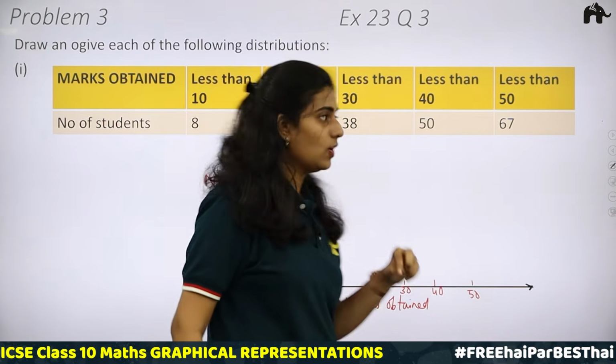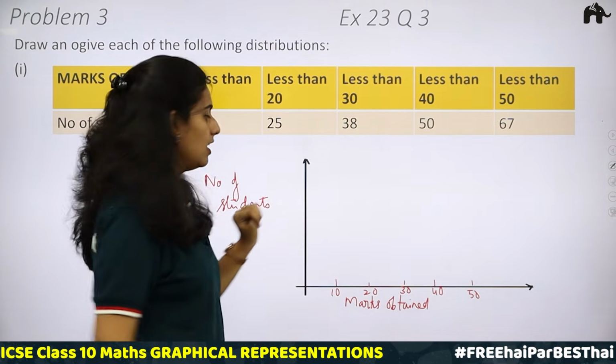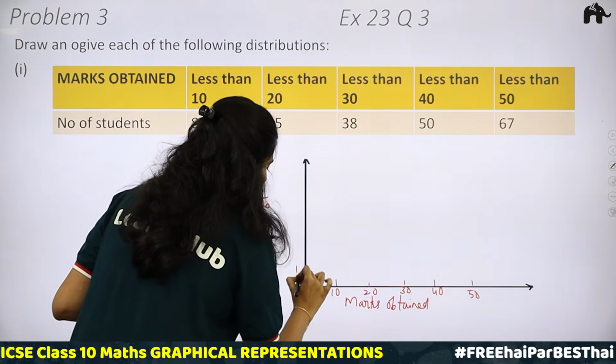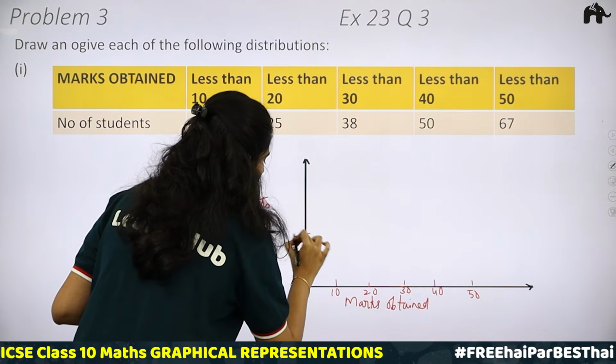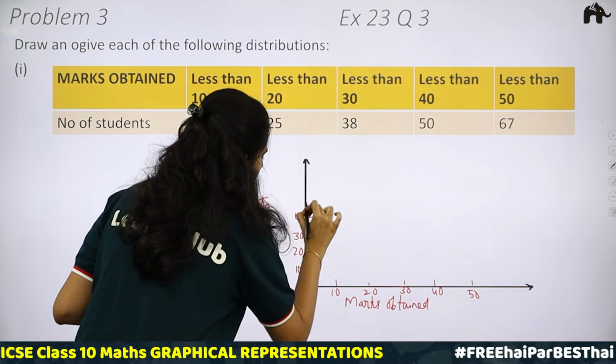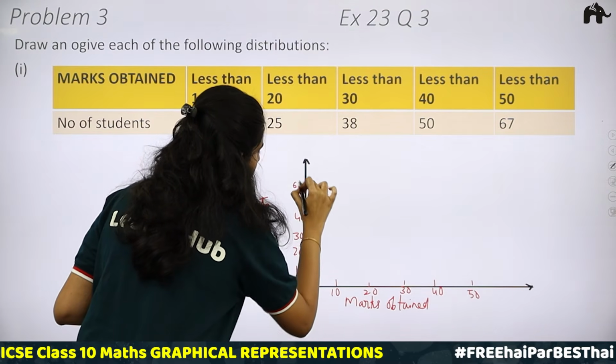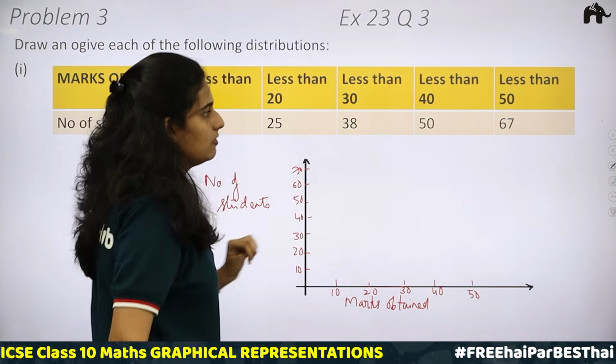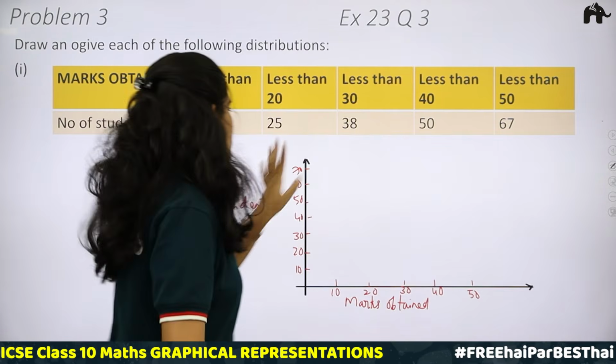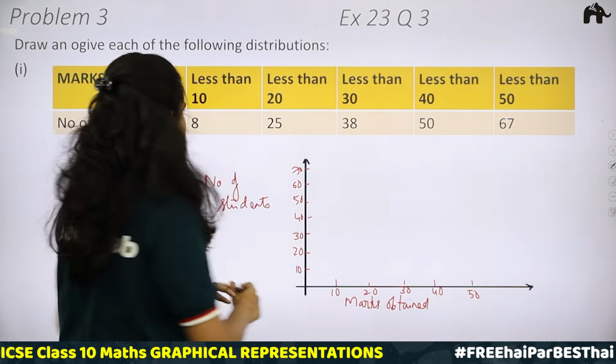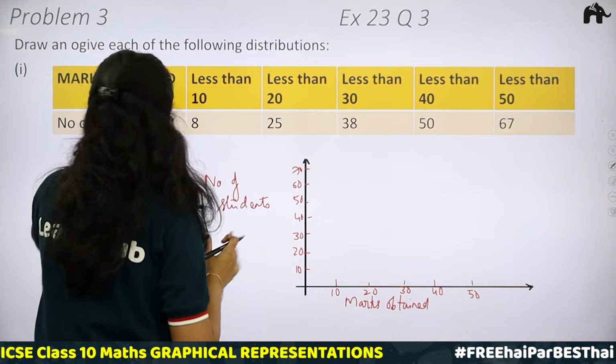67 is the highest value and 67 should be included here. So when I start with 10, 10, 20, 30, 40, 50, 60, 70. Up to 70 is enough because 67 is less than 70. Now, let us plot the required ogive.